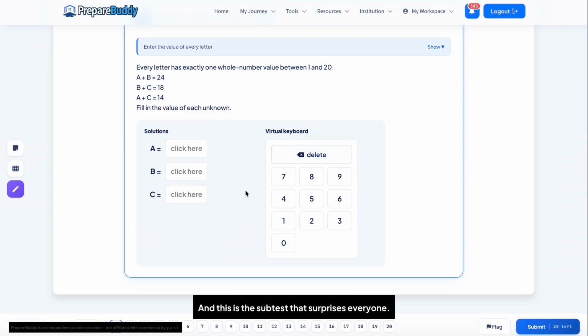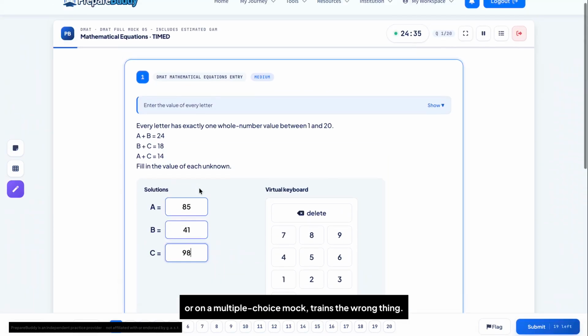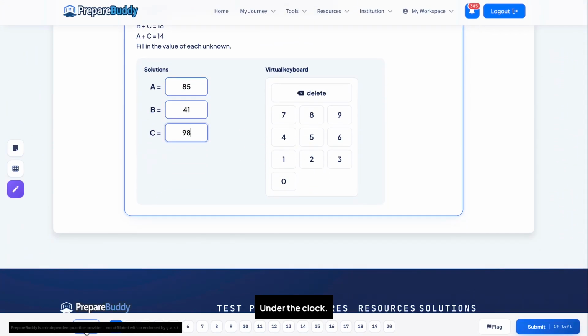And this is the subtest that surprises everyone. You don't choose from options, you type the value of every letter. Which means practicing this on paper or on a multiple choice mock trains the wrong thing. You need the keyboard, under the clock.